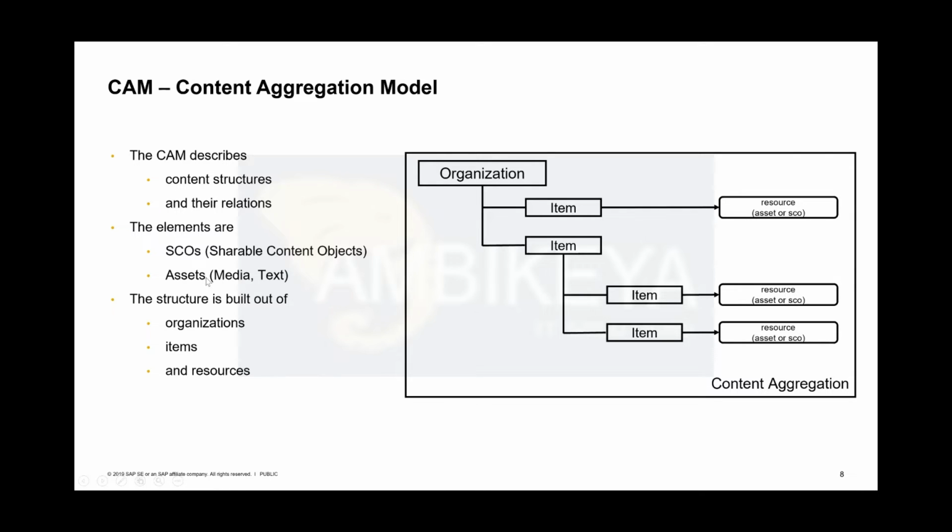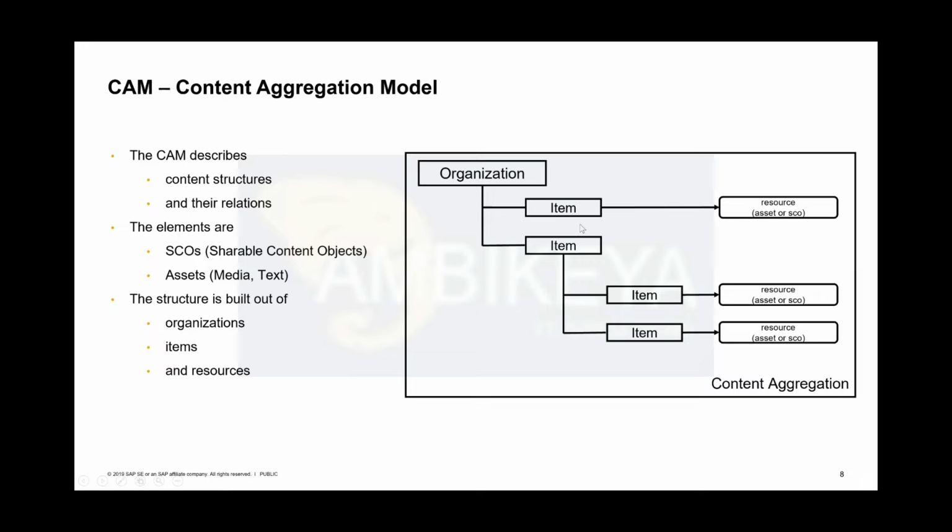That's what they call assets. So we have SCOs, makes sense. In our case, mostly, let's say, a chapter or a page, and assets. And the structure then in the XML is built out of so-called organizations. The organization is a node in our XML that starts that structuring table of content. It's an indented table of content, so you will be able to read it immediately if we have a look later. And this is organized by items.